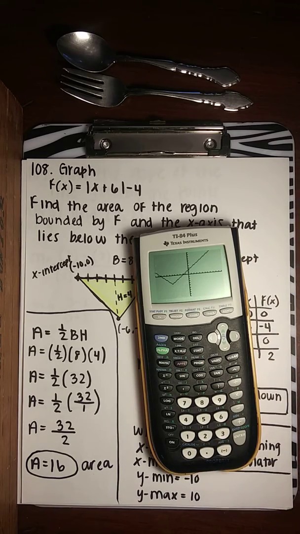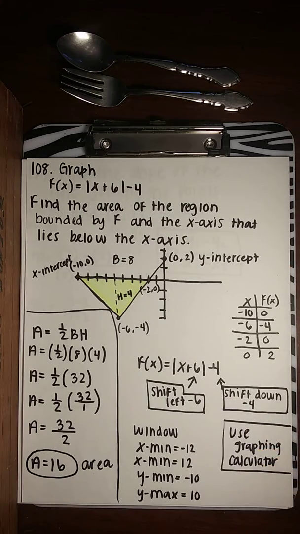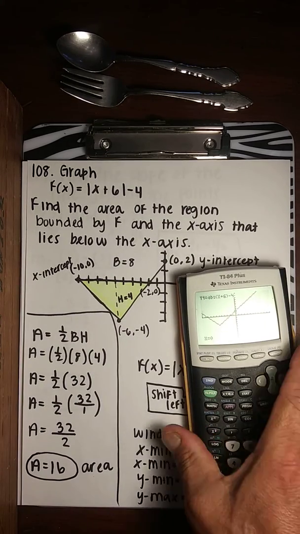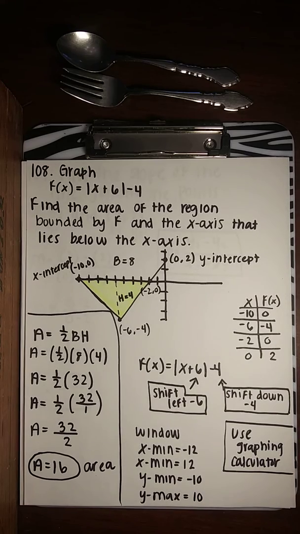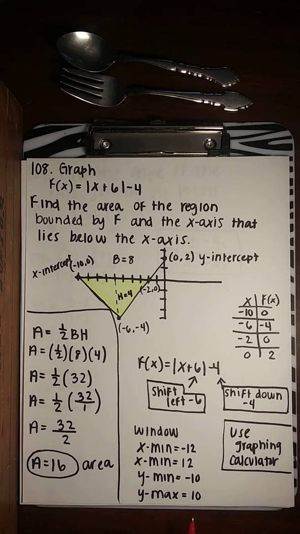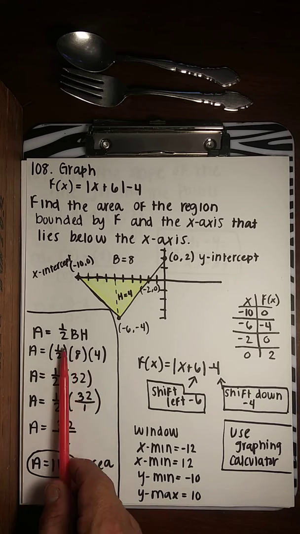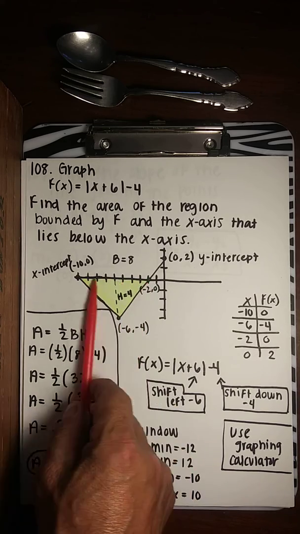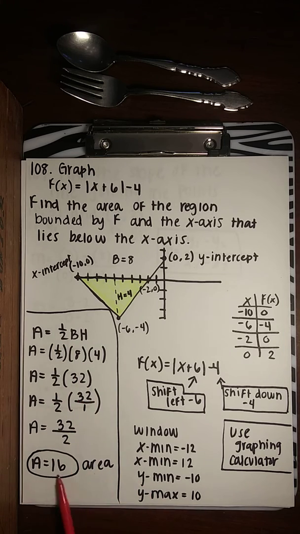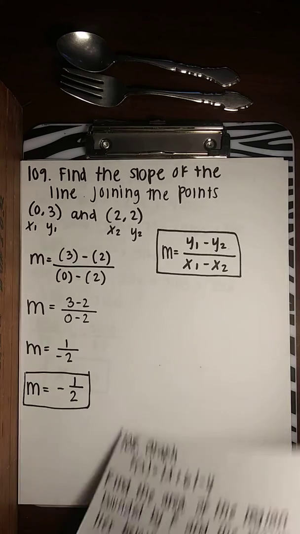There it is. So this graph is the absolute value of, and you can do trace to find points in there if you want to. So now, once you find the points here, graph it, and this from here to here, it's 8 times 4 is 32, half of that, so 32 over 2 is 16. The area is that. Again, you can use the graphing calculator to get your points.